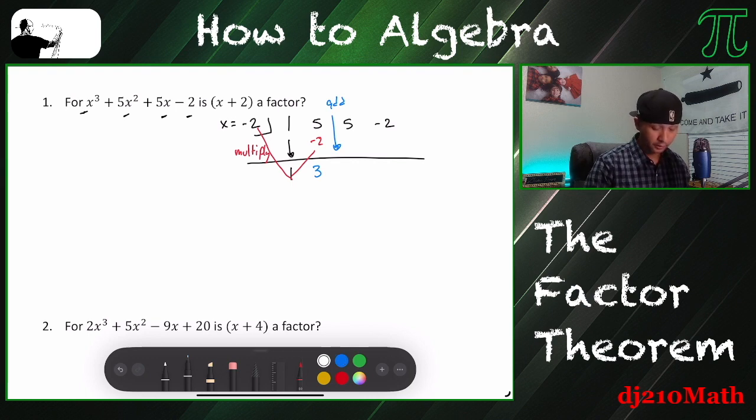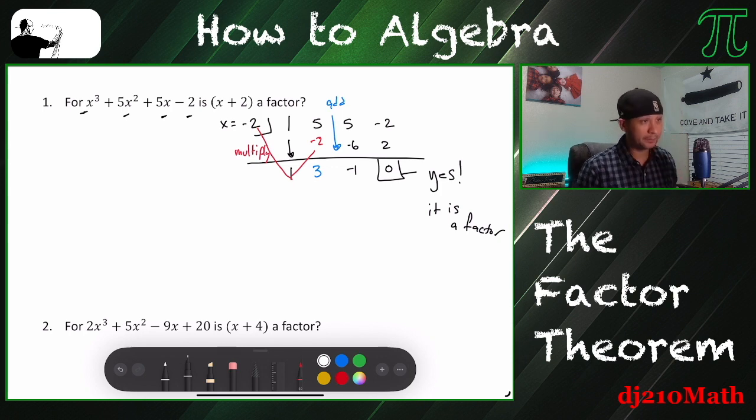I'm not going to draw the arrows now, I'm just going to do it. So -2 times 3 is -6. -6 plus 5, -1. -2 times -1, +2. And when we add, we get 0. So because we got a 0, this implies that, yes, it is a factor. x plus 2 is a factor, 100%.